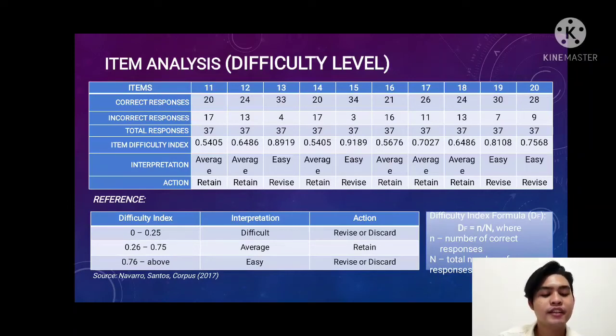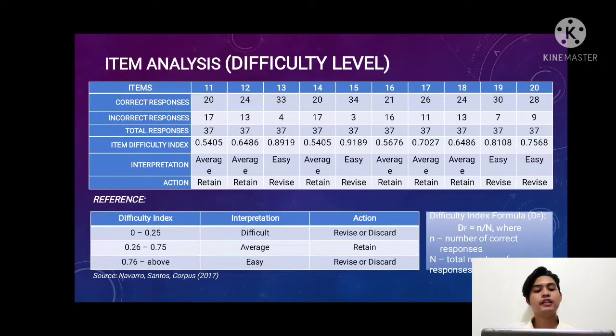Item number 18 got 24 correct responses, 13 incorrect responses, item difficulty index of 0.6486 with an interpretation of average, an action should be retained. Item number 19 got 30 correct responses, 7 incorrect responses, 0.8108 item difficulty index with an interpretation of easy, and action should be revised.